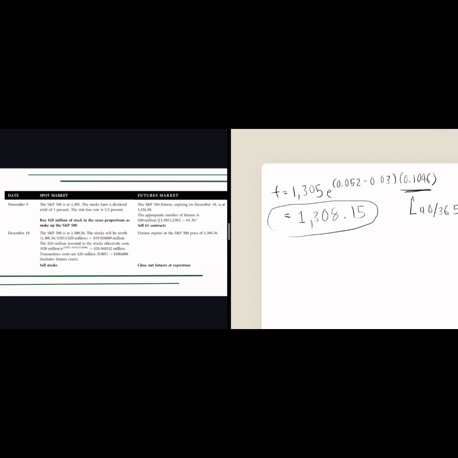So we have here on November 8, the S&P 500 is at 1,305. The stocks have a dividend yield of 3%. The risk-free rate is 5.2%. So buy $20 million of stock in the same proportion as make up the S&P 500. While in the futures market on November 8, the S&P 500 futures expiring on December 18 is at 1,316.30. The appropriate number of futures is 61.30. So, para nakuha yung 61.30 is $20 million divided by 1,305 multiplied by 250. And it sells 61 contracts.